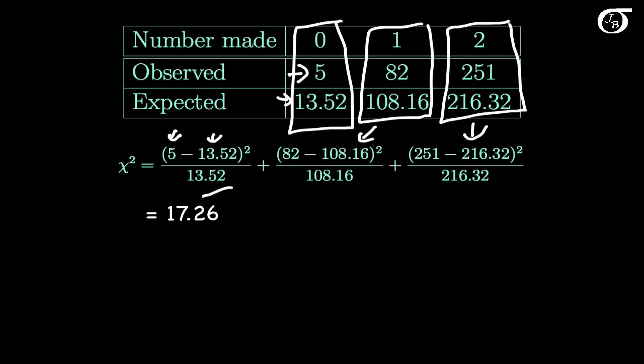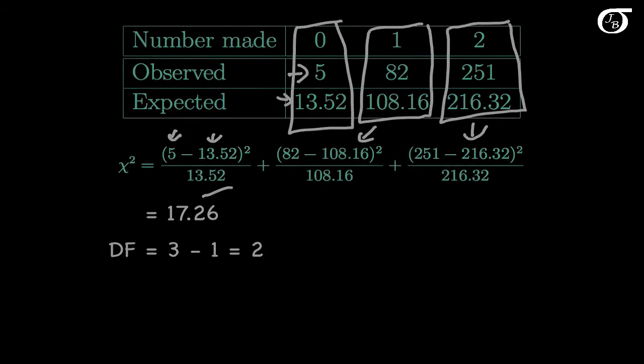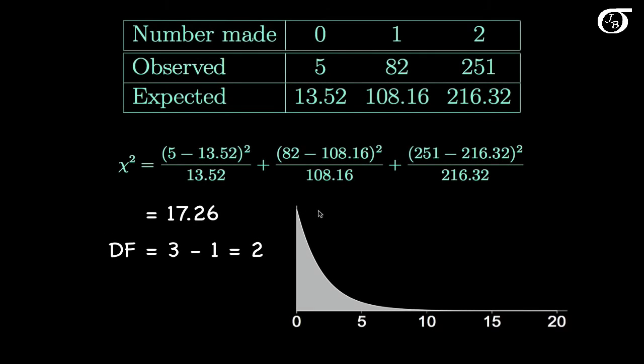Now we need to find the p-value. Under the null hypothesis, the test statistic will have approximately a chi-square distribution, but we need the appropriate degrees of freedom. The degrees of freedom are the number of cells minus 1, or in other words, the number of terms that we're adding up minus 1. And so here the degrees of freedom would be 3 minus 1, or 2. So let's plot in a chi-square distribution with 2 degrees of freedom.